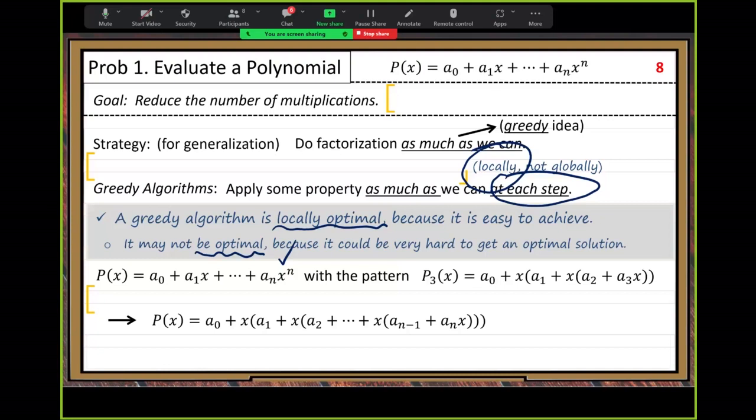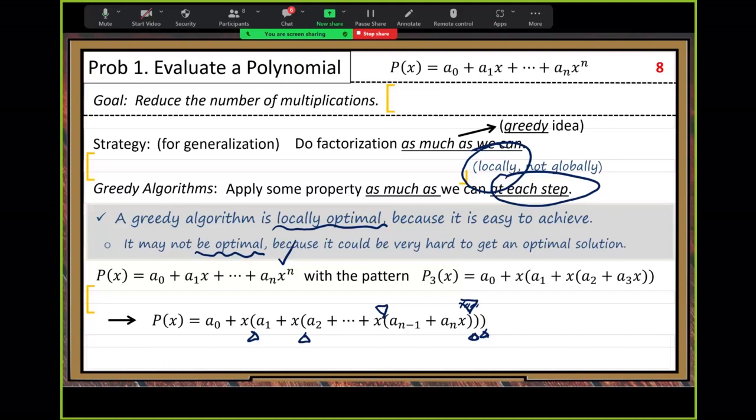That means we will do many rounds of factorization. The first round, you get this first pair of parentheses. After that, you get another round of factorization, so another pair of parentheses, and keep doing it until you get the last round of factorization, so the last pair of parentheses. So that's the result of this greedy strategy.